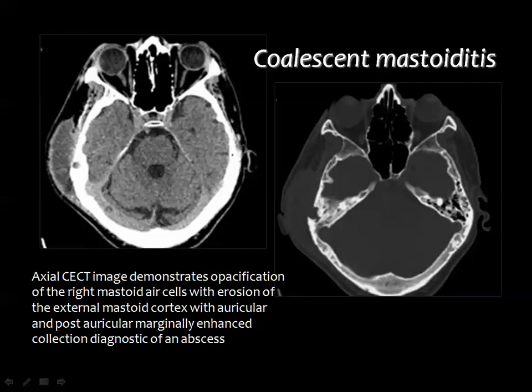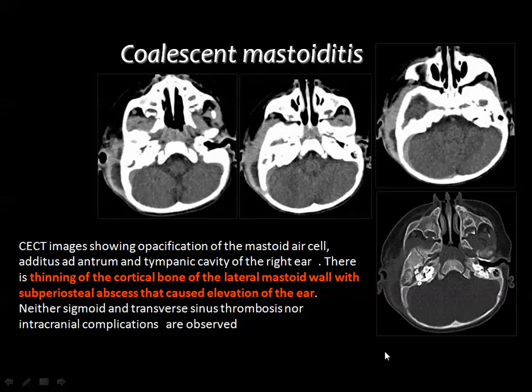Another example of coalescent mastoiditis with erosion of the outer mastoid wall and the formation of post-auricular abscess, and you see in the soft tissue window the fluid collection with marginal enhancement. Third case of coalescent mastoiditis: there is erosion of the outer wall of the mastoid with extension of the inflammatory process subcutaneously, and you see the soft tissue swelling, you see the collection of pus, which is marginally enhanced.